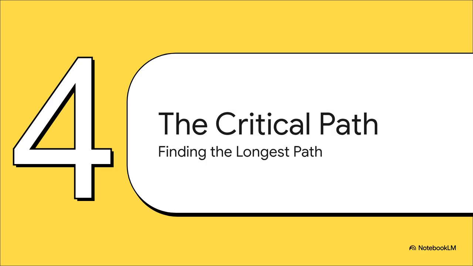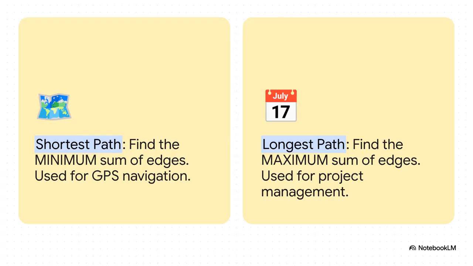Okay, now for a really fascinating twist. What if, instead of trying to find the shortest path, we wanted to find the absolute longest one? I mean, this is what is so powerful and elegant about this way of thinking. If we take our shortest path algorithm and we just make one tiny little change, we swap the word minimum for maximum, we suddenly solve a completely different and totally critical real-world problem.